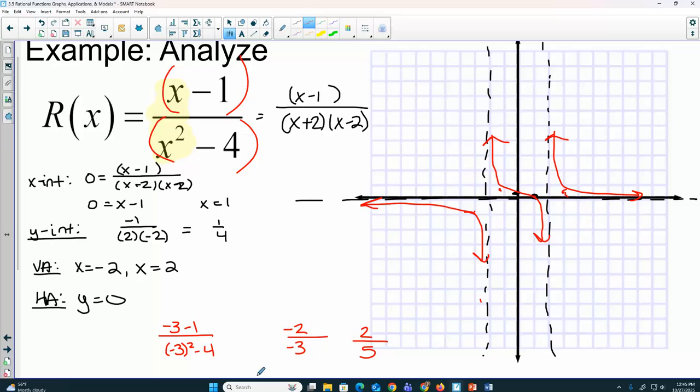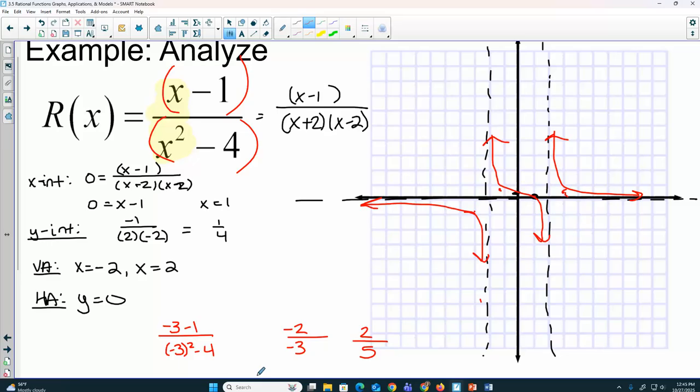Your graph should exist on every side of a vertical asymptote. Think of a vertical asymptote as just cutting our graph in half. So if you have one vertical asymptote, you get 2 sections of the graph. If we have 2 vertical asymptotes, we should have 3 sections of our graph. So every time you have an asymptote, it's going to break apart our graph.